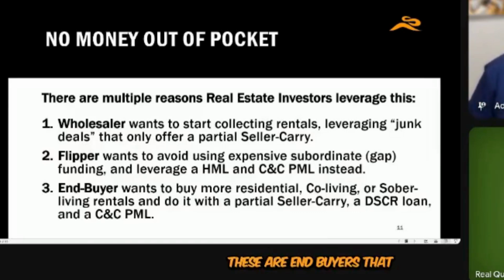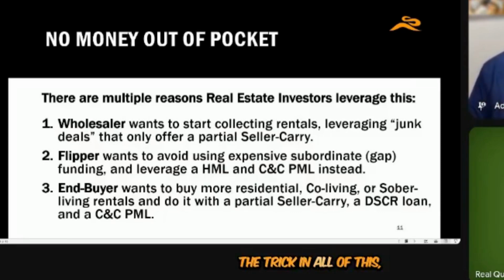End buyers, these are end buyers that are looking to buy things typically when you're looking to rent, right? So a lot of people are looking at buying co-living properties or sober living properties, and they are looking to do this over and over and over again. Well, unless they have infinite capital, there's going to be some kind of capital constraint. This is a way that they can build that portfolio without the capital constraint.